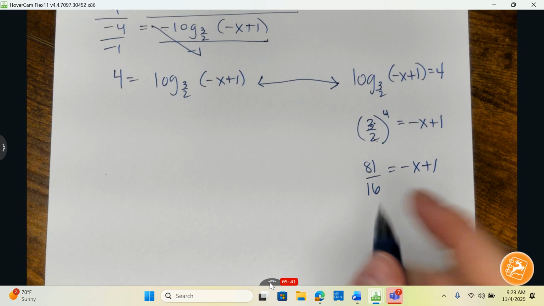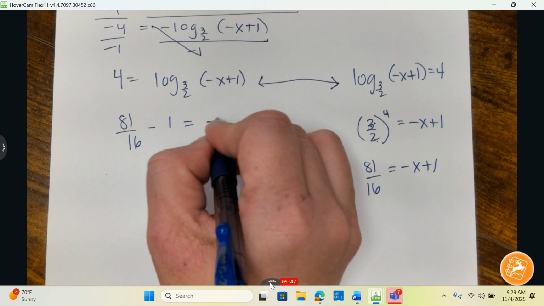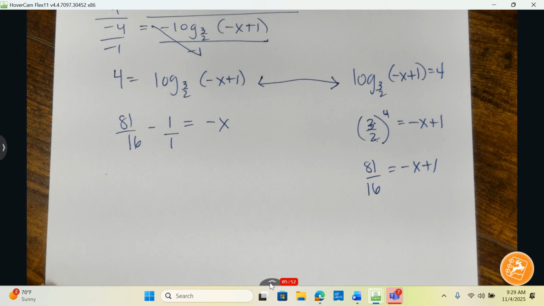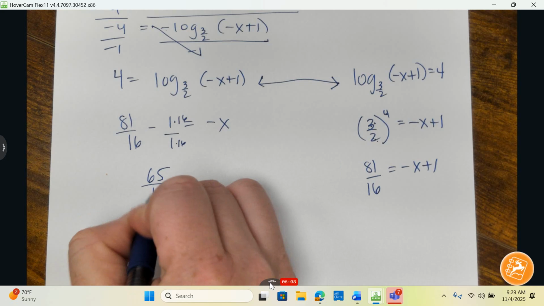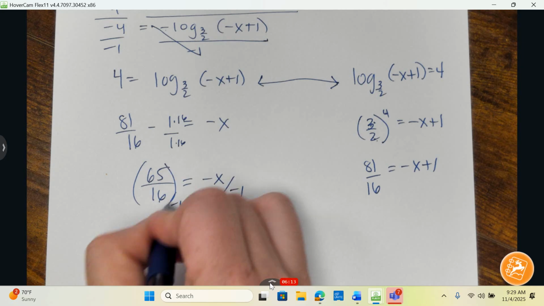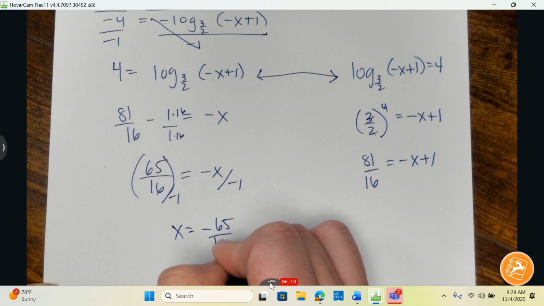Okay, I'm going to subtract 1 to the left. I have a little more room up here. And so, there are a couple different ways we could go about doing this, but I think the easiest way here is going to be to multiply by 16 and multiply by 16. So now I both have a common denominator of 16, and when I take 81 and subtract 16 from it, I end up with 65. 65 over 16 equals negative x, divided by negative 1. Just simply change the sign of this entire fraction. So x equals negative 65 over 16.